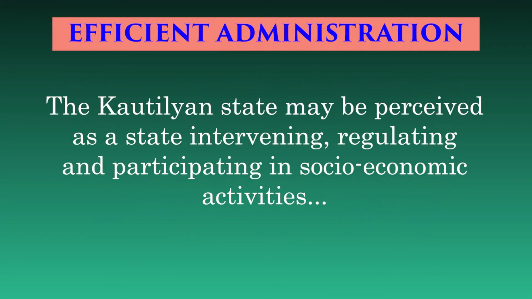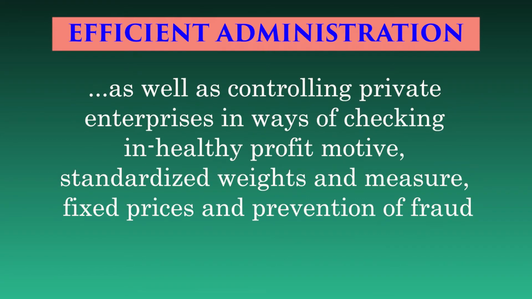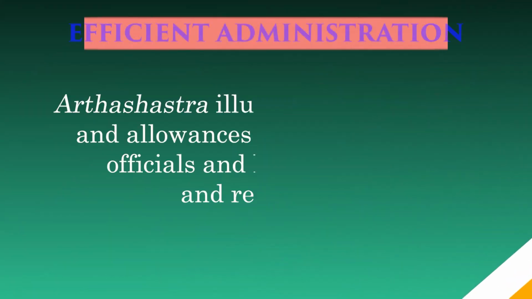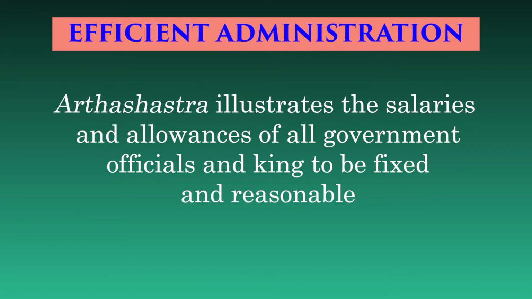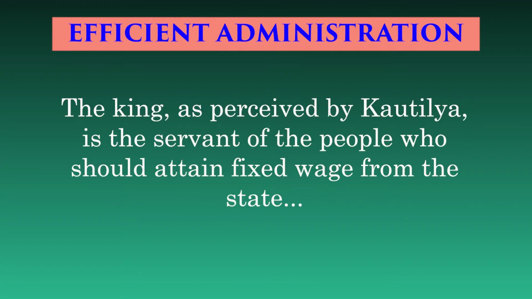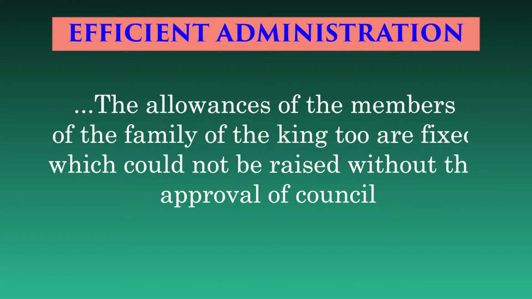The Kautilyan state can be perceived to be a state intervening, regulating, participating in socio-economic activities as well as controlling private enterprises so that fraudulent activities do not happen in the marketplace and in the sphere of business. There was another aspect of efficiency in administration which related to salaries and allowances of the government officials, which was fixed and reasonable. The king is said to be the servant of the people and should also get a fixed wage from the state. The allowances of the members of the royal family were also fixed and would not be raised without the approval of the Council of Ministers.